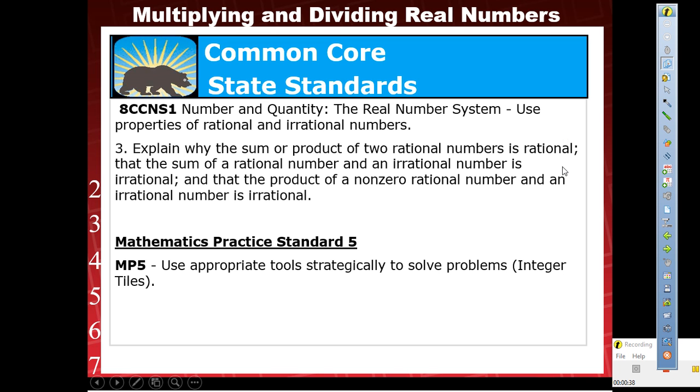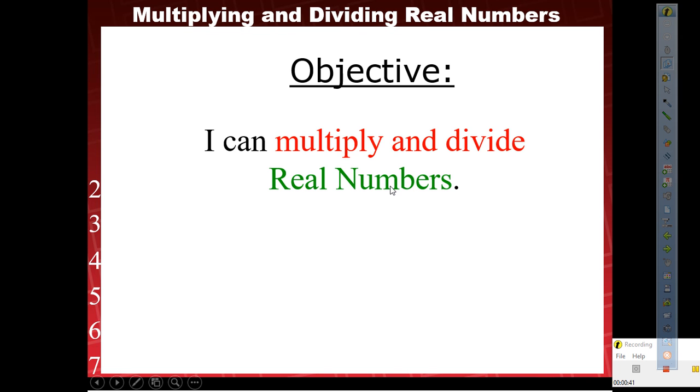So, our objective for today, I can multiply and divide real numbers. Let's read together. 1, 2, 3. I can multiply and divide real numbers. So, once again, that goes on the bottom left of your Cornell notes.